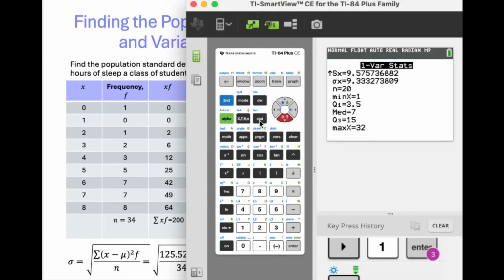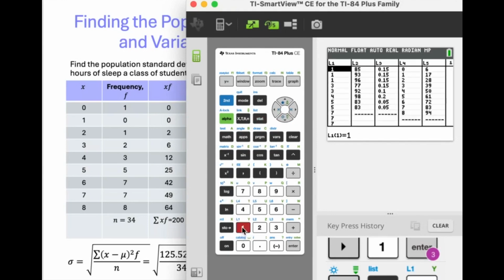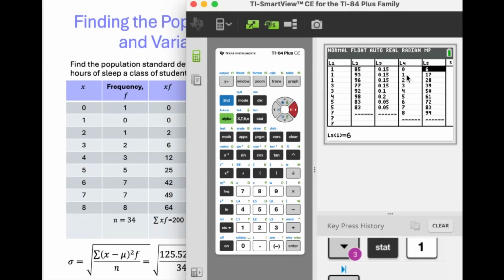For that set of data, I did use that in the previous video, so we should still have this information in here. Let's go to edit and okay, so notice these are the X values. I don't have their frequencies listed. I think I had to erase it to use this. So L4, I have the X values. Let's go ahead and put the frequencies here.